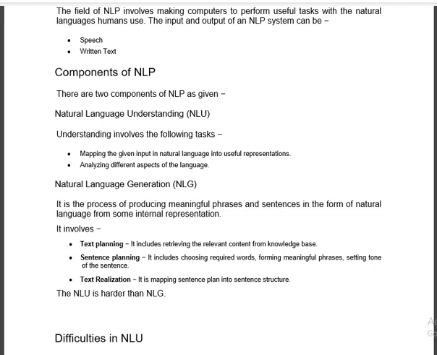In sentence planning, whichever words we join together to form a sentence should have a meaningful phrase, setting the tone of that particular sentence. If we speak a sentence that is not meaningful, then ultimately the intelligent system or robot is not going to understand what exactly needs to be done. Text realization requires mapping more than one sentence to complete a task. So mostly NLG is the part that helps to generate the text planning, sentence planning, and text realization.